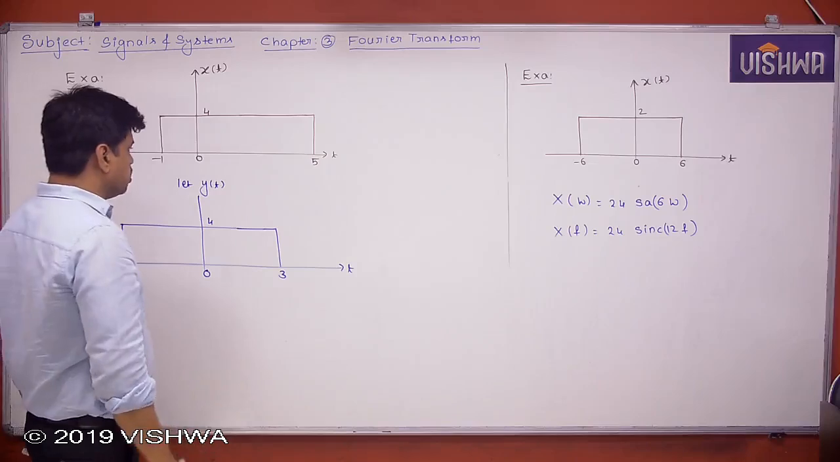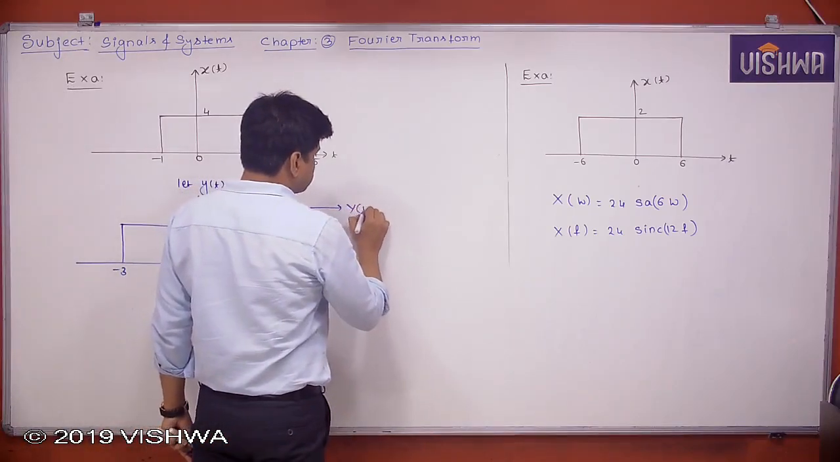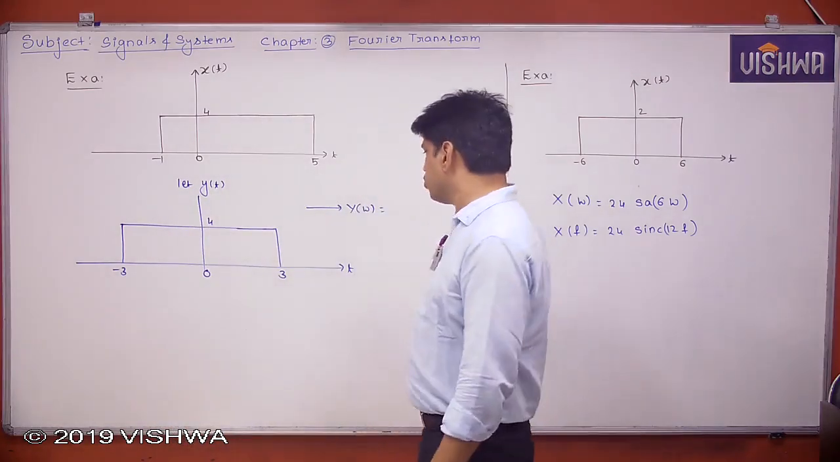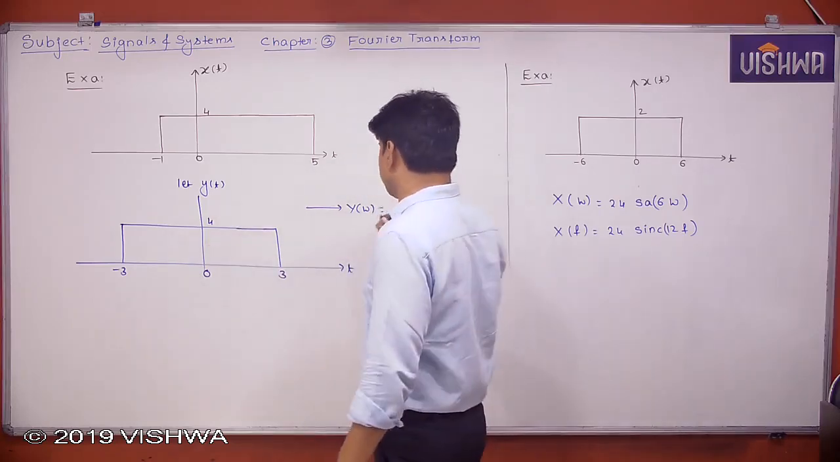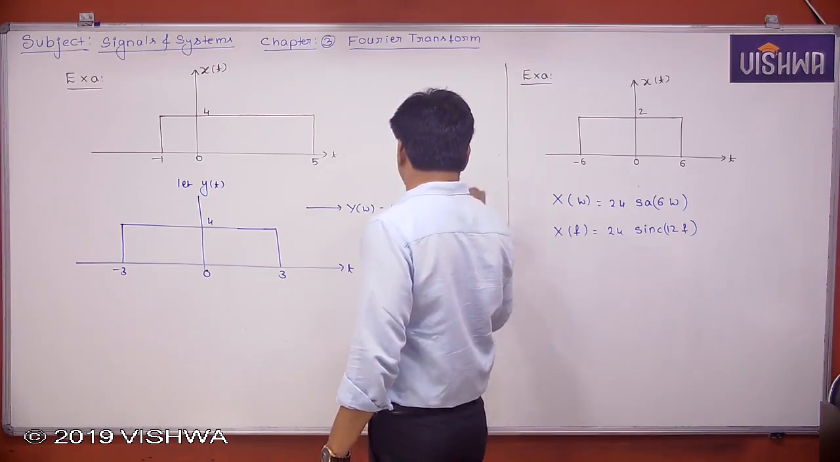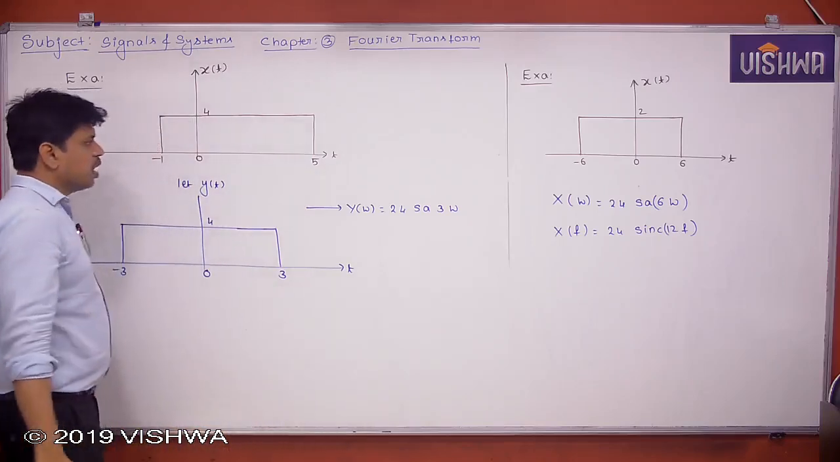Now you tell me what is Y of omega for this signal? Because it is symmetrically located, we can directly say what is Y of omega. Which is 6 into 4, 24, sinc 3 omega. So this is Y of omega. But we have to calculate X of omega. How can we do that?